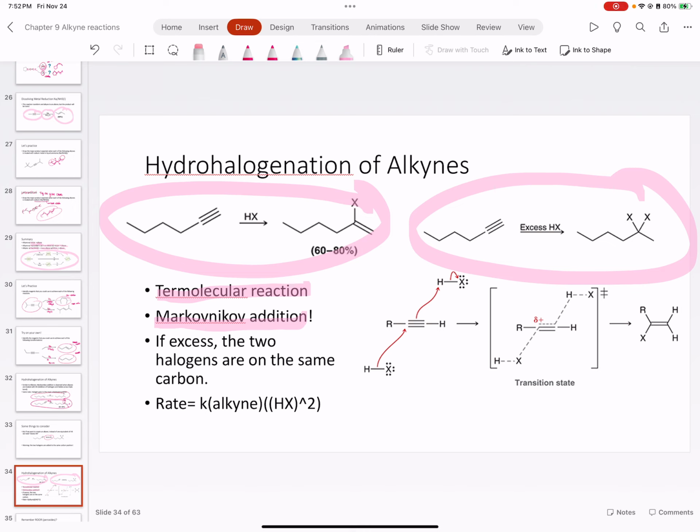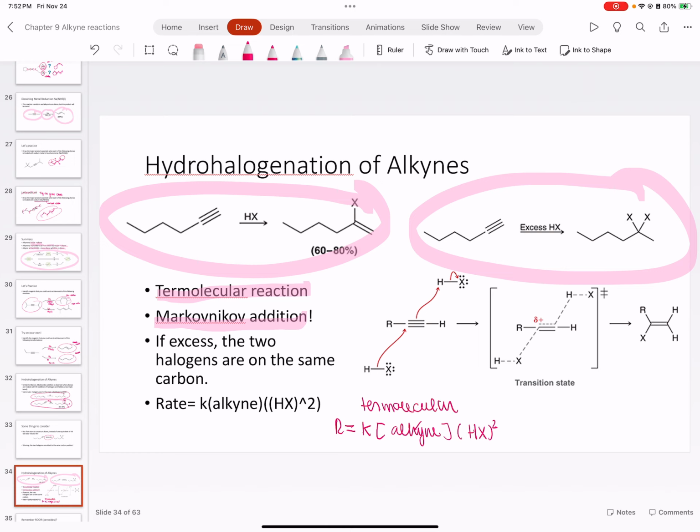I personally haven't really gotten any problems relating to the rate of this reaction, but I think it's nice to know because you never know when you're going to need it. I couldn't copy and paste that from the book, so it looked kind of like this. But just remember that this is the rate for this reaction, and it's going to be termolecular.